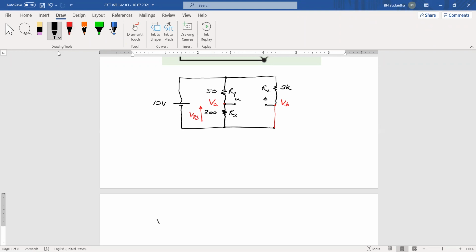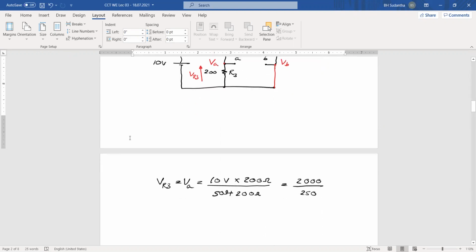Then VA equals 10 volts times the R3 resistor, which is 200 ohms, over 50 ohms plus 200 ohms. Then 2000 over 250. It's 8 volts.